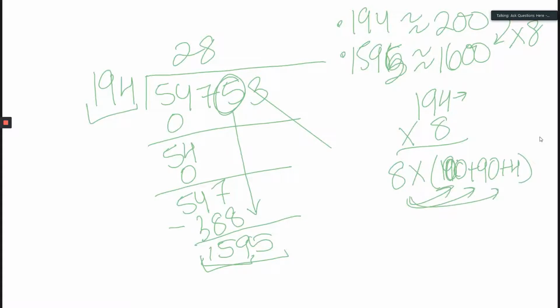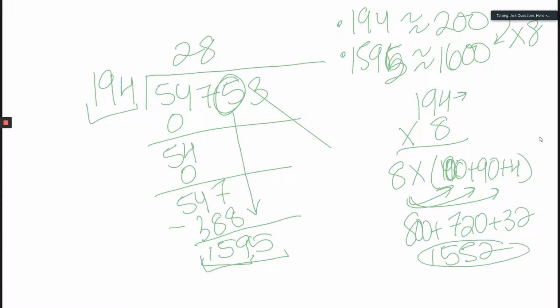Then we multiply by 8 each time. So we get 800 plus 720 plus 32. So you get 1552 as the result of this. Now you have to subtract this 1595 from 1552. Then you would get your result here as 433.